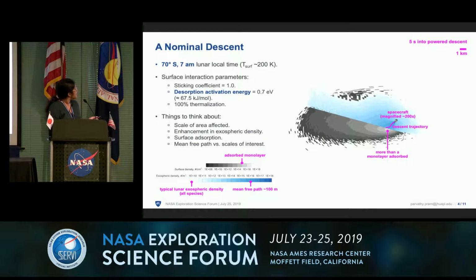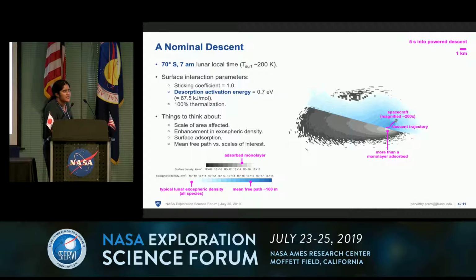And so what you see here is a view of the water vapor plume at 5 seconds after thrusters have turned on. Blue here represents water molecules that are in the exosphere. Gray represents water molecules that have settled to the surface. So you're looking at a sort of sideways slice through the water vapor plume. The spacecraft here is not to scale. This is the descent trajectory, which is to scale. And just to orient you, this is the range of exospheric densities that you see.